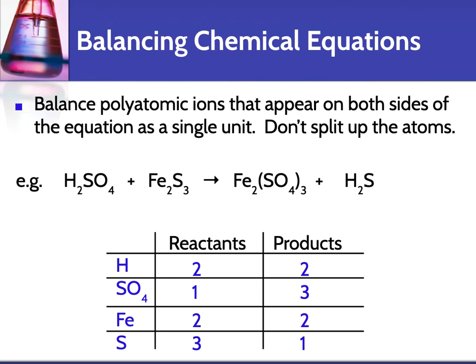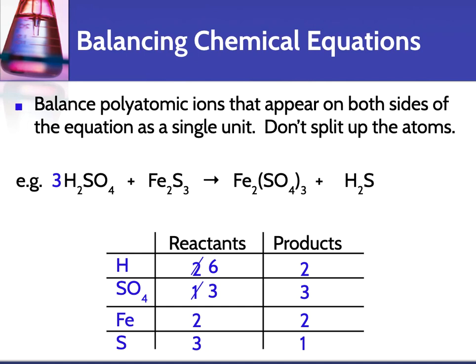We need 3 sulfates on the reactant side, so we're going to put the coefficient 3 in front of H2SO4. We now have 3 sulfates, and those are balanced. However, we've changed the number of hydrogens, so we now have 6 hydrogens. So the hydrogen is still not balanced, and the sulfur is still not balanced.